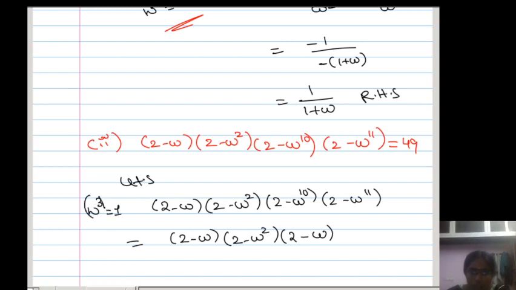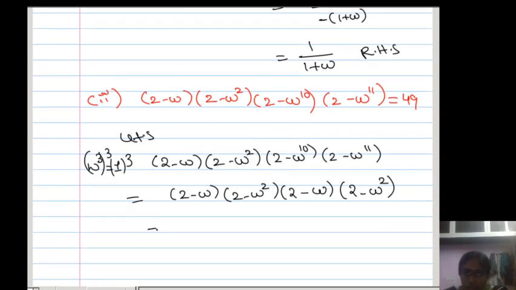Omega power whole cube is 1 cube, so omega power 9 is 1. Multiples of 3 give 1 only. So omega power 9 into omega, omega power 9 is 1, so omega is left. Similarly here, 2 minus omega square is left.